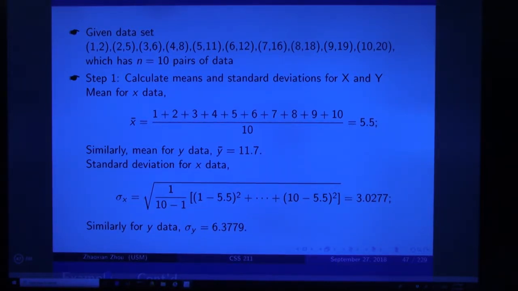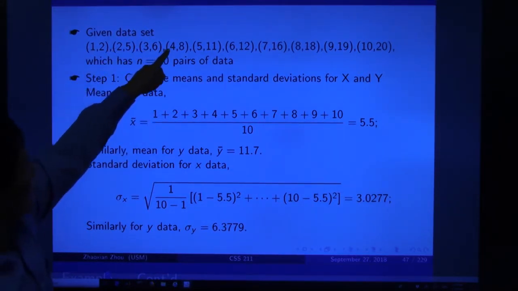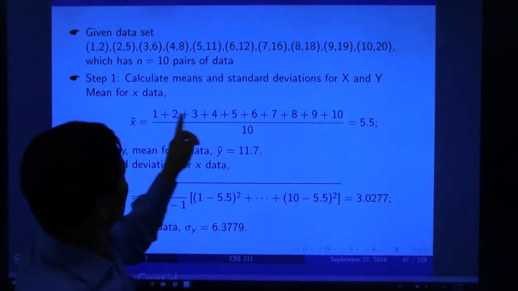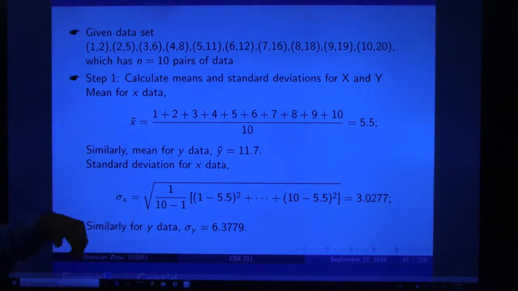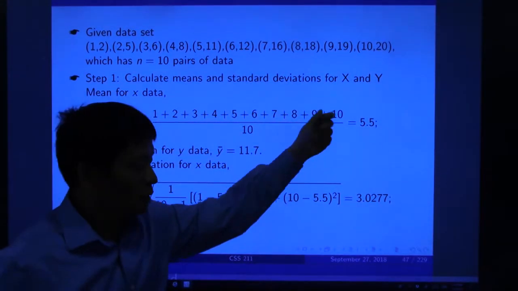In step 1, we know we need to calculate the z-score for x and the z-score for y. To calculate the z-score, we need to know the mean and the standard deviation of the data set. So in step 1, we definitely need to calculate the mean and the standard deviation for both the x and y data sets. The mean of the x data is x bar equals the sum of all the x values, 1, 2, 3, 4, 5, 6, 7, 8, 9, 10, added together, then divided by n, 10 here, not n minus 1. And this equals 5.5.